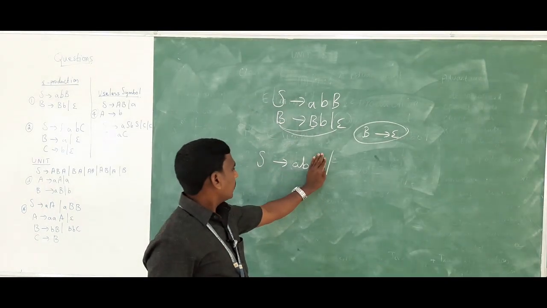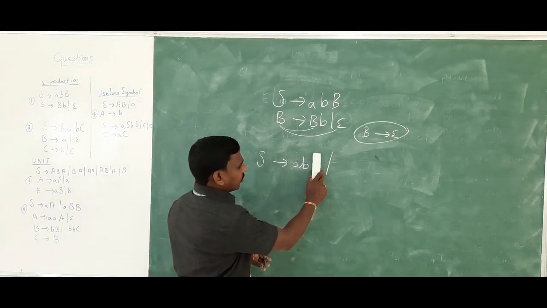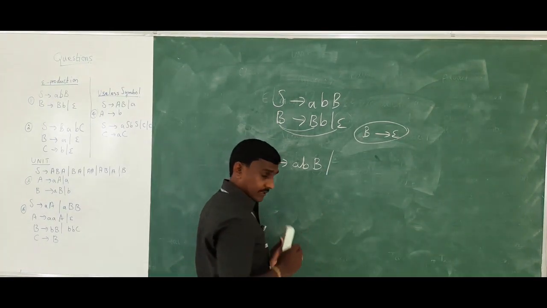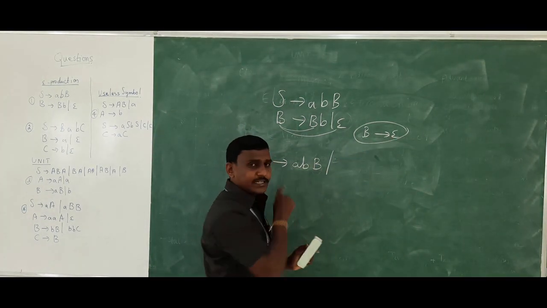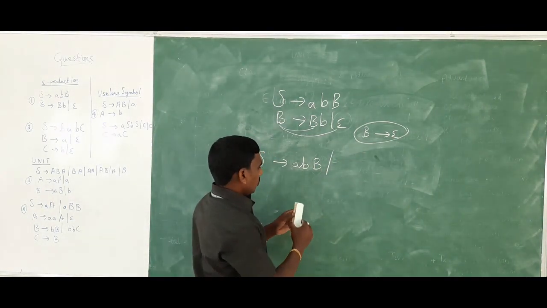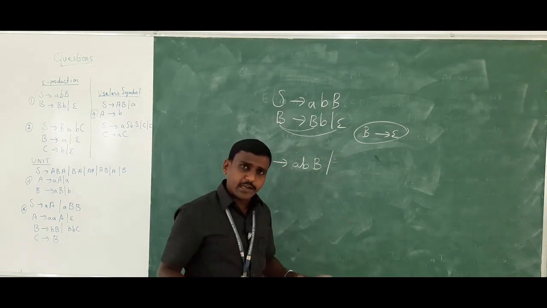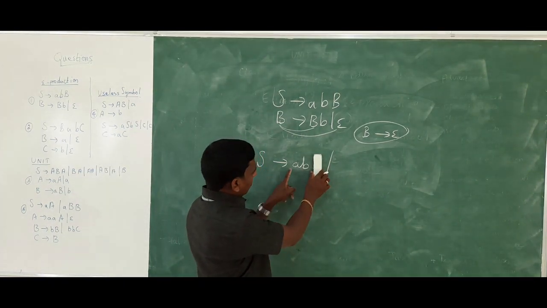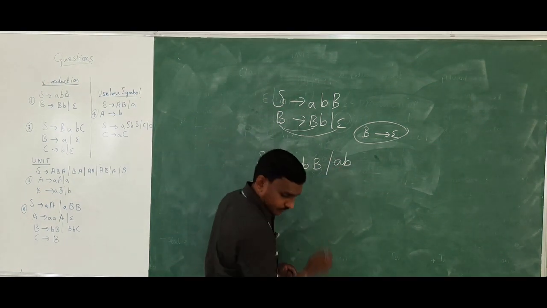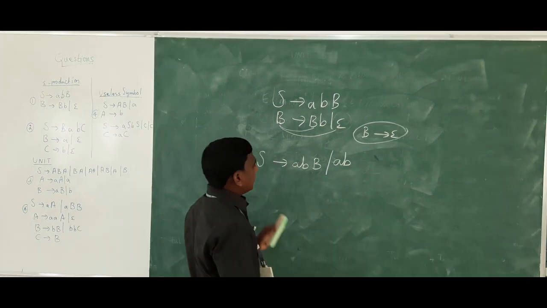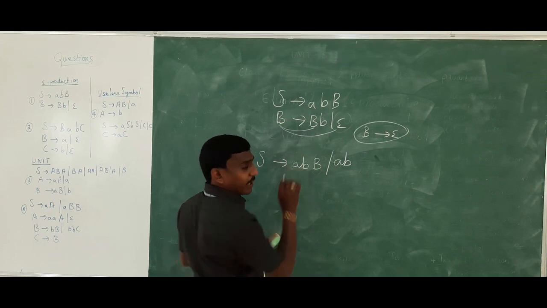So what are you having? AB. If you hide this B, what are you having? AB. The concept is, you are going to substitute this epsilon in the variable B. Epsilon means empty, we can leave it. So if you leave this one, you will have AB. So I want to write AB here. Clear?